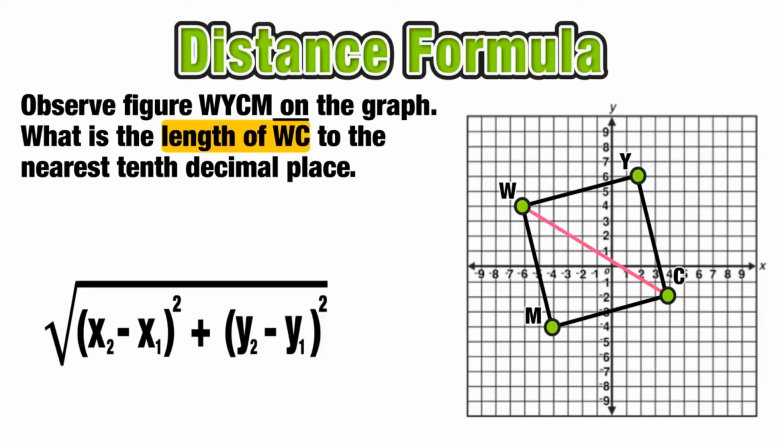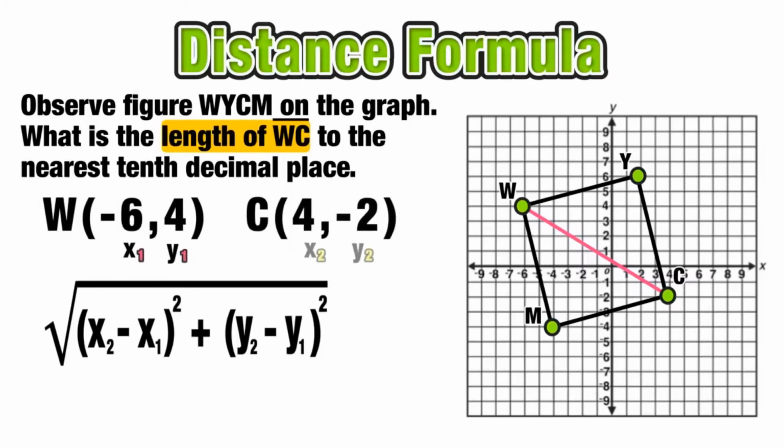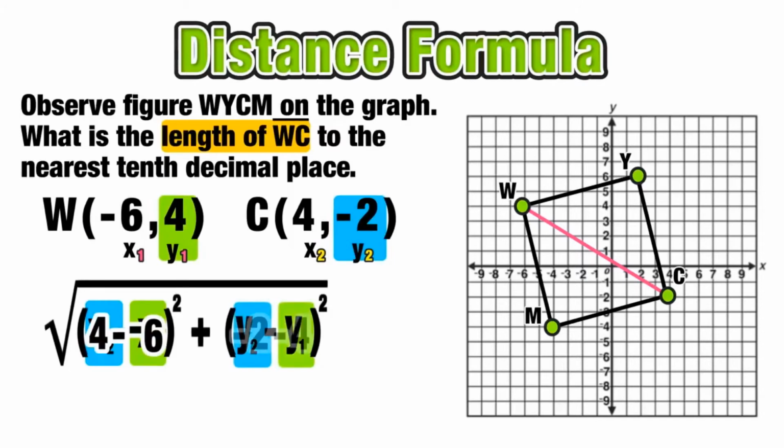Now we can write down the coordinates of W at negative 6, 4, that's your x1, y1, and C at 4, negative 2, that's your x2, y2. In the distance formula, we can now substitute x2 minus x1 is going to be 4 minus negative 6. Then on the right side of the distance formula, y2 minus y1 will be negative 2 minus 4.